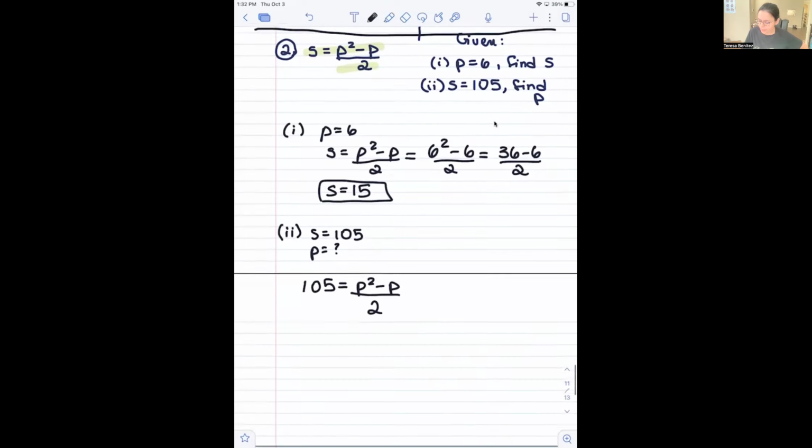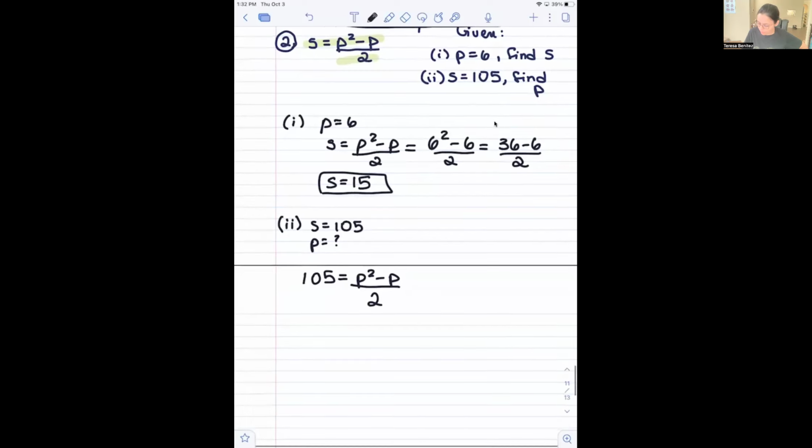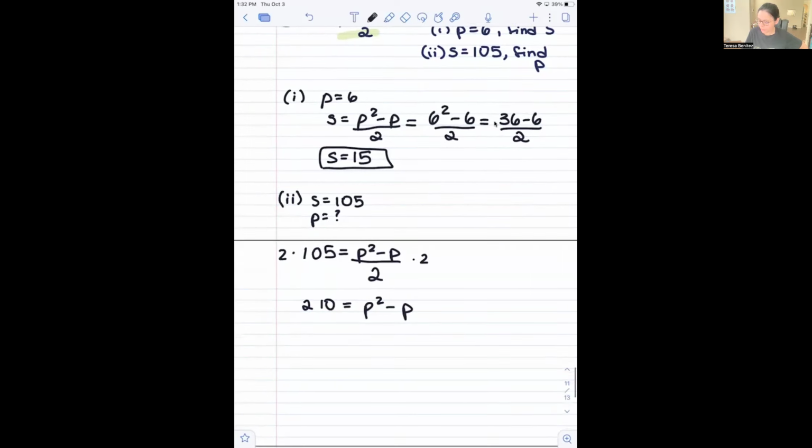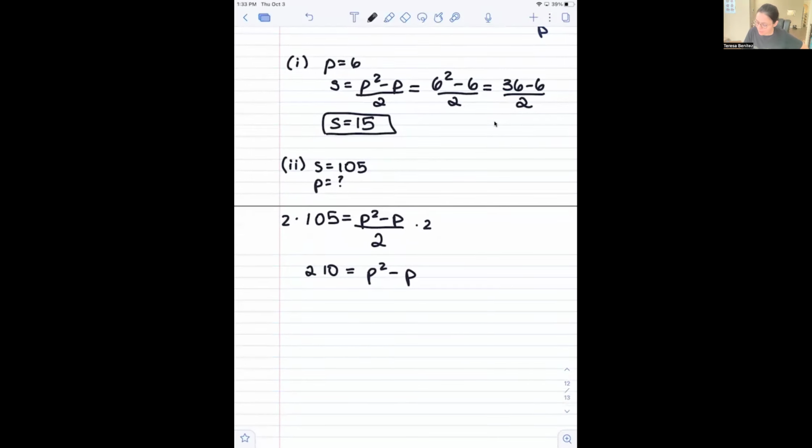minus P, divided by 2. I'm going to continue manipulating this equation. I'm going to multiply by 2 on both sides, and see what happens. I have 210 equals P squared minus P. And it's similar to the previous problem. I can't find a greatest common factor. It doesn't immediately look like a special case. So I'm just going to make this equal to 0 and see what happens.